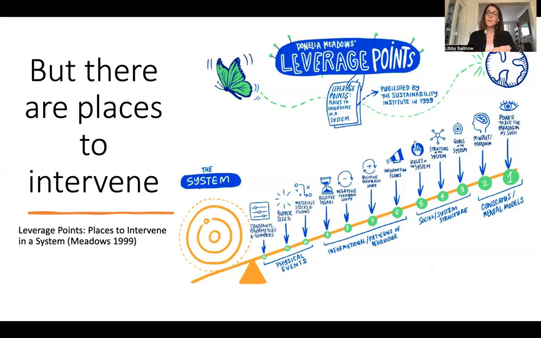If you go further to the centre, then there are a few changes you could make, things like the rules of the system or who has access to information. So you can begin tinkering, making smaller changes that still have an effect, but take much more time to work. This is a helpful thing when we begin thinking about systems change and intervening in systems.